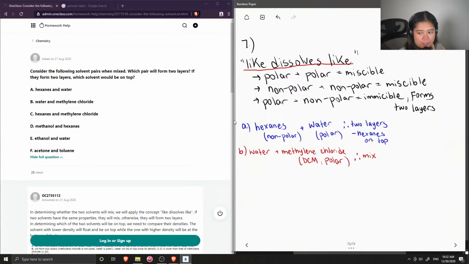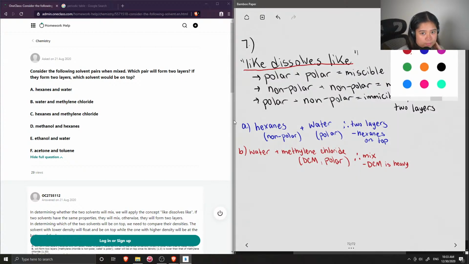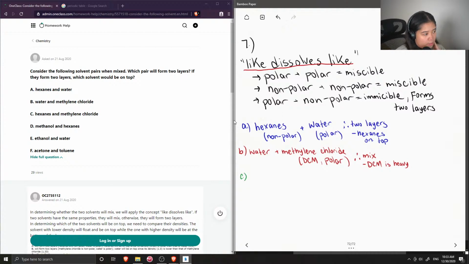But typically DCM is heavier. So if it is left just sitting there for a long time, then it might just sink to the bottom. So it just kind of depends on the situation. But typically, because methylene chloride is polar, they would mix. So it's one of those tricky kind of compounds.